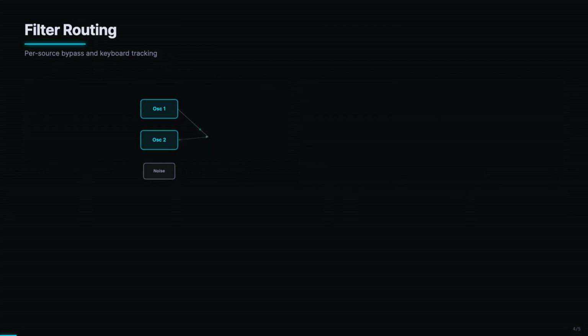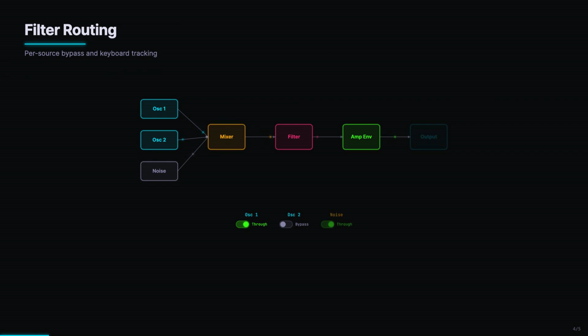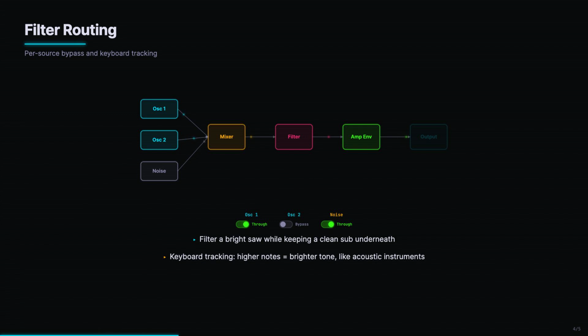Each sound source has a through switch. It routes the source either through the filter or around it. Filter a bright saw while keeping a clean sub underneath. Keyboard tracking shifts the cutoff with the note you play. Higher notes sound brighter, lower notes darker, matching how acoustic instruments naturally behave.